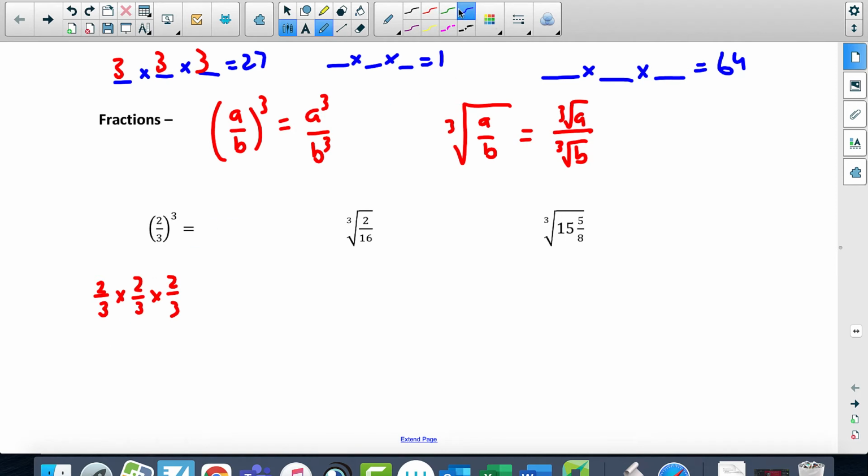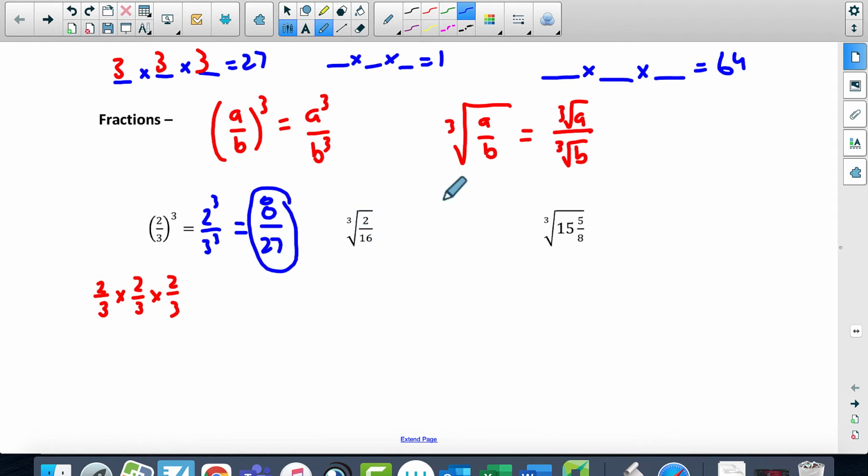Or the other way you could do it, based on these rules we just learned, you could do 2 cubed over 3 cubed. 2 cubed means 2 times 2 times 2, just like here, 2 times 2 times 2, which is 8. And 3 cubed means 3 times 3 times 3, which is 27. 3 times 3 is 9, 9 times 3 is 27. So that's your answer.